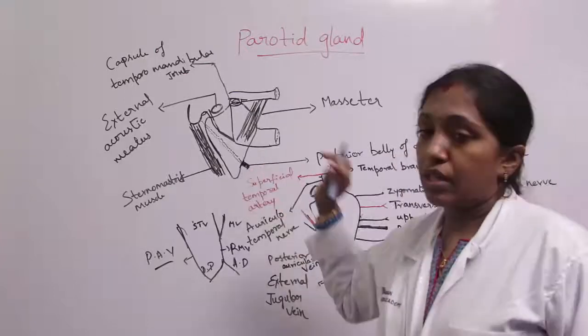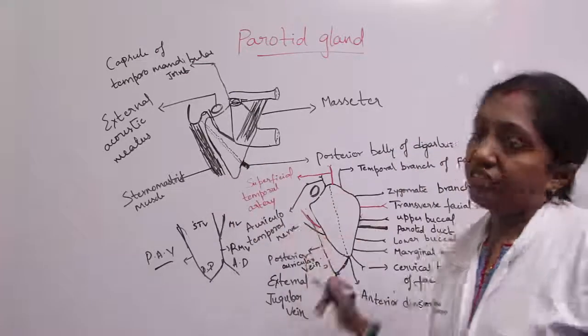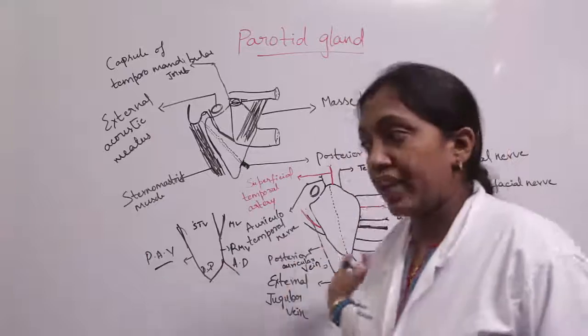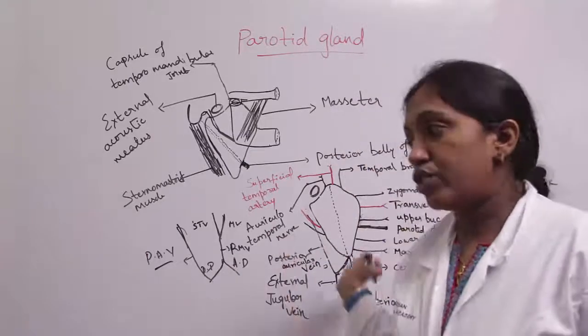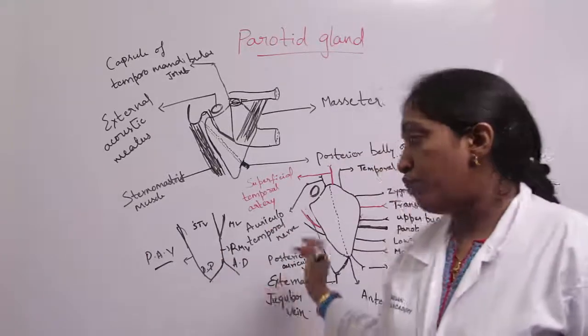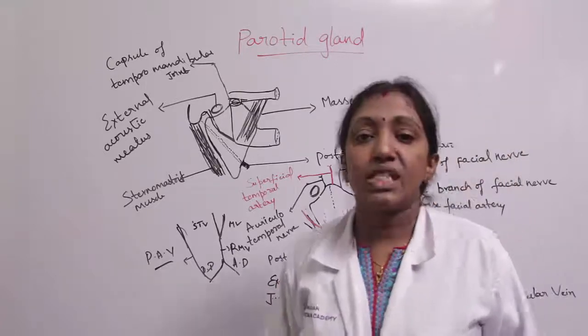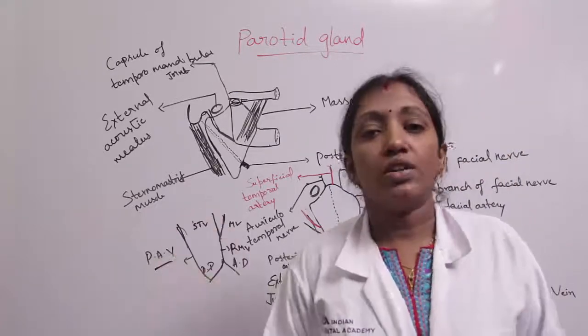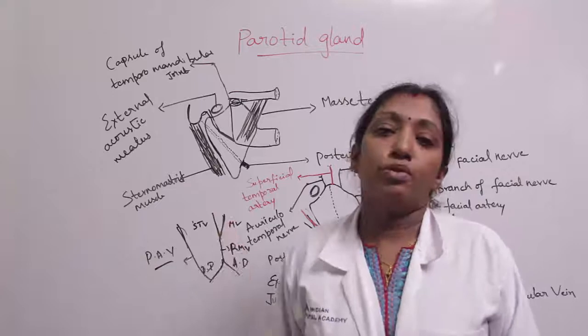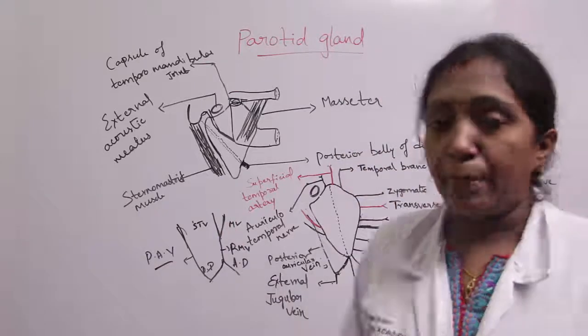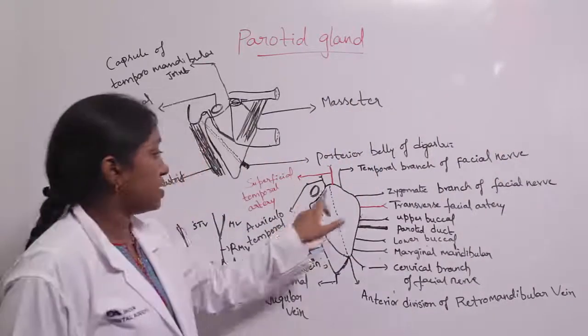So the apex overlaps the posterior belly of digastric, and three structures emerge from the apex: the cervical branch of facial nerve, the anterior division of retromandibular vein, and also the formation of the external jugular vein, which is formed by the union of the posterior division of retromandibular vein and posterior auricular vein. That's about the apex. And coming to the base, this is the base.